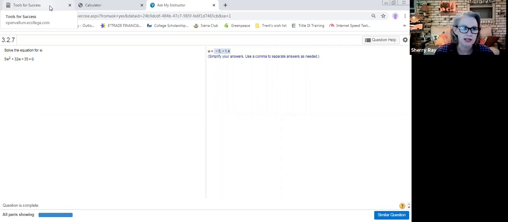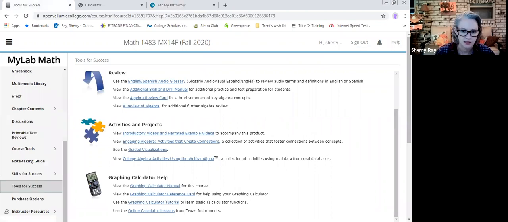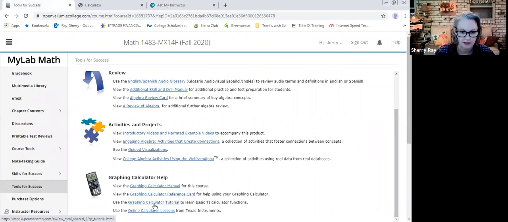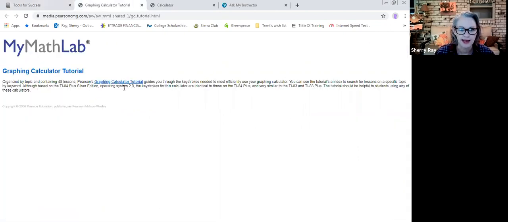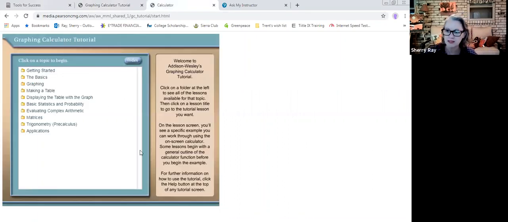What I just showed you on the calculator, there is a calculator tutorial on my math lab. If you go to Tools for Success and go to the right where it says Graphing Calculator Tutorial, and then click on that little link here, then you will see a tutorial. But this uses Adobe Flash, and it's pretty outdated. So if you have a MacBook, you might not be able to open this up.